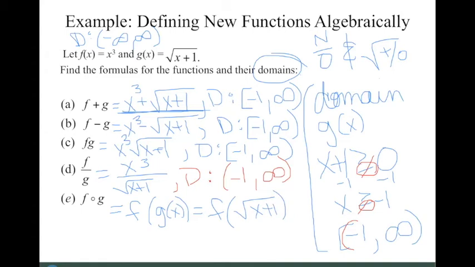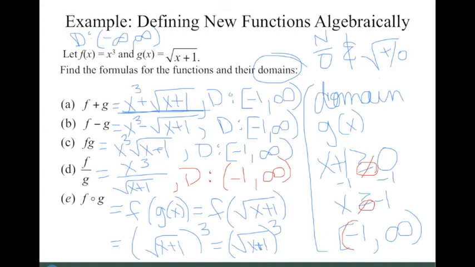So that means I put the square root of x plus 1 anywhere there was an x for f of x. So this is something cubed. What is being cubed is the square root of x plus 1. So in this case, when I cube the square root of x plus 1, I can't simplify that. That's as simple as I can write it.